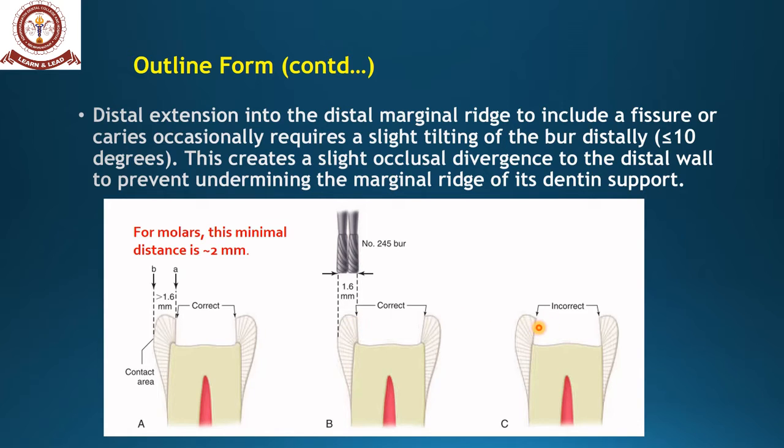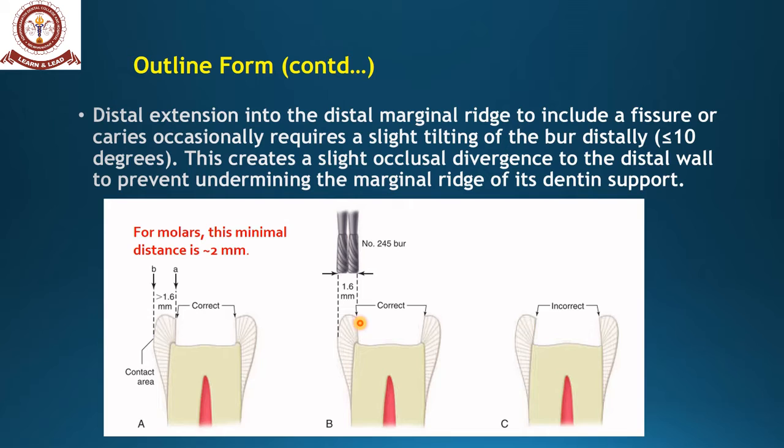Here in this picture, there is undermining of the marginal ridge. Here the enamel is present without dentin support, but here every enamel rod is present with dentin support. This gives the strength, which we see in the next slide.